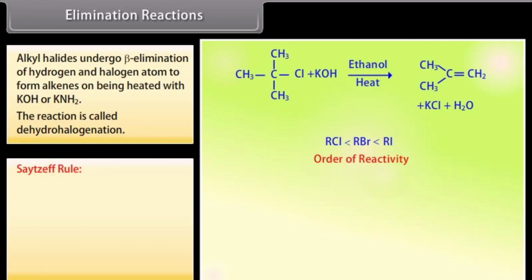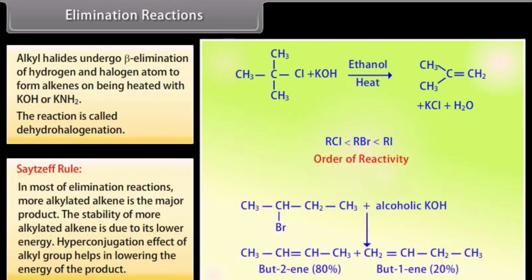Zaitsev rule. In most elimination reactions, the more alkylated alkene is the major product. The stability of the more alkylated alkene is due to its lower energy. The hyperconjugation effect of the alkyl groups helps in lowering the energy of the product.